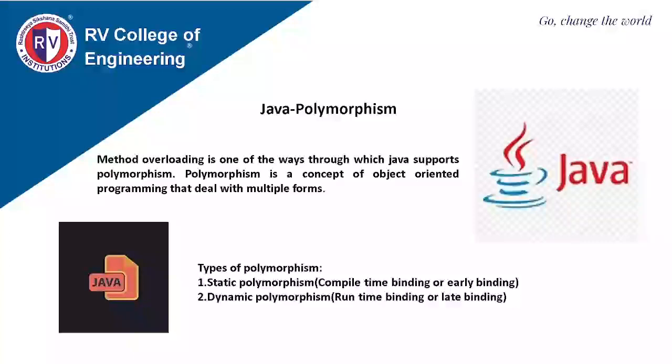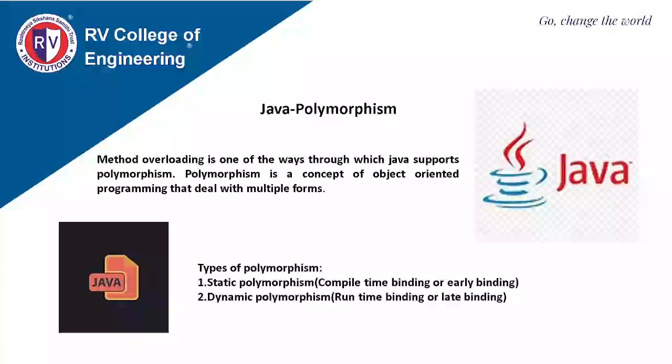There are two types of polymorphism. One is static polymorphism, another one is dynamic polymorphism. Static polymorphism, we can call it compile time binding or early binding. So binding will happen at the time of compilation.